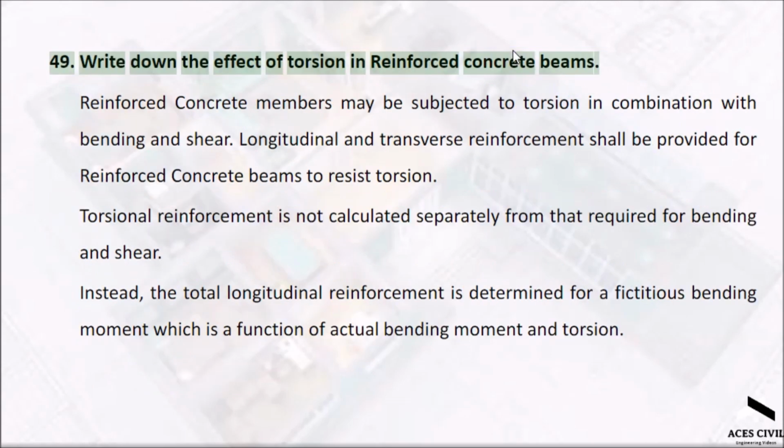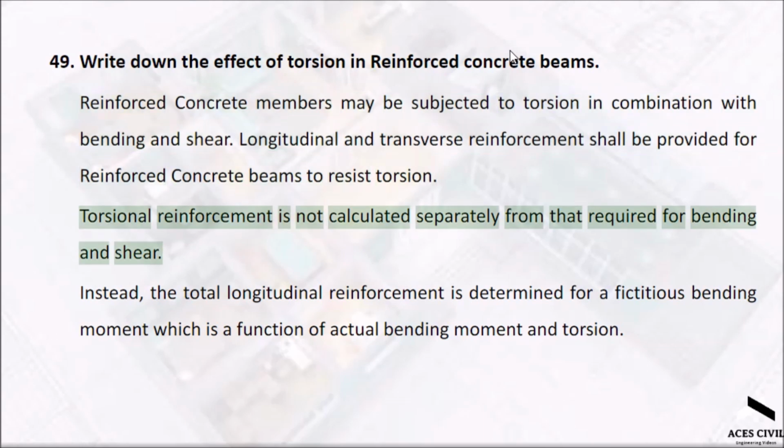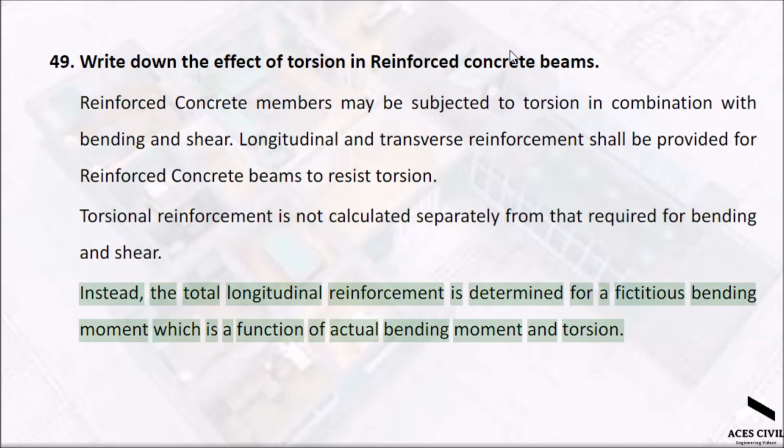Write down the effect of torsion in reinforced concrete beams. Reinforced concrete members may be subjected to torsion in combination with bending and shear. Longitudinal and transverse reinforcement shall be provided for reinforced concrete beams to resist torsion. Torsional reinforcement is not calculated separately from that required for bending and shear. Instead, the total longitudinal reinforcement is determined for a fictitious bending moment which is a function of the actual bending moment and torsion.